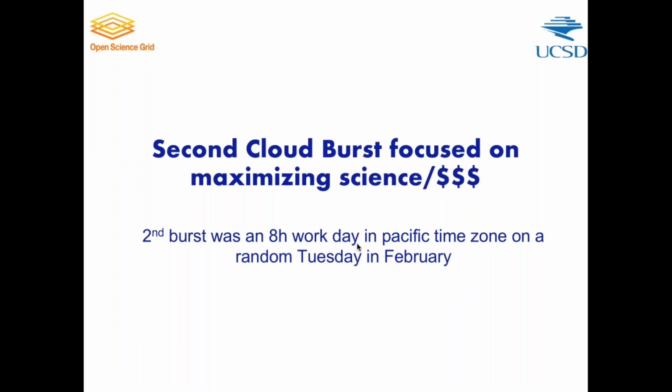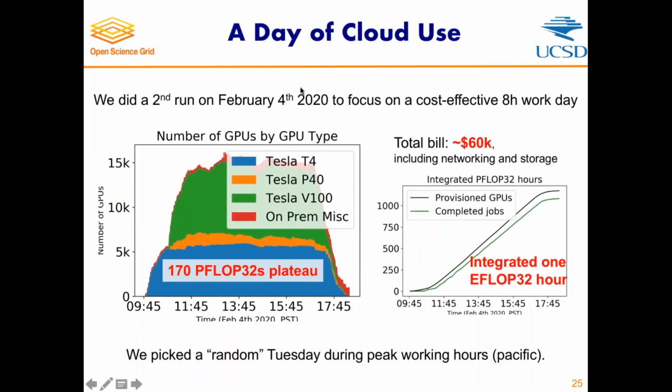Otherwise, we ran the same identical application as before. And so this here is what you saw. We ended up running at about 170 petaflops 32 at the plateau, using only T4s, P40s, and V100s. And we chose those based on our understanding after we analyzed how much could we produce and how much did it cost for each GPU type. And then we picked these three types of GPUs because they were the most cost effective.